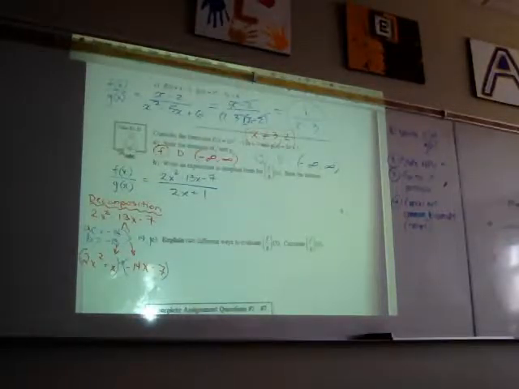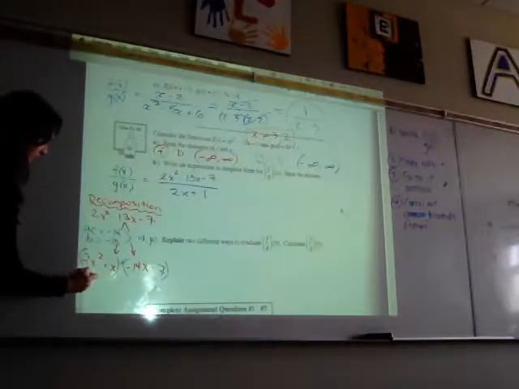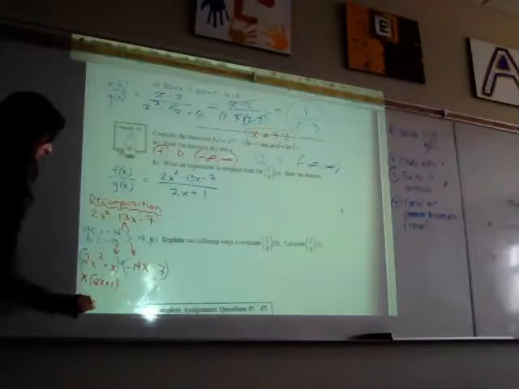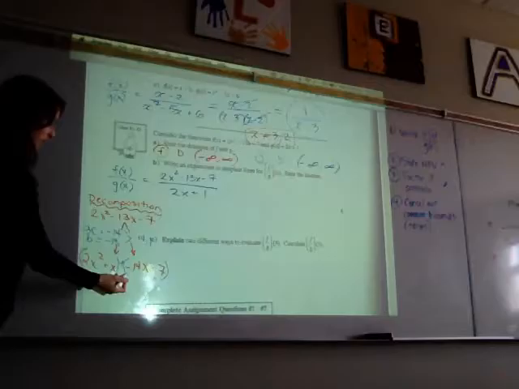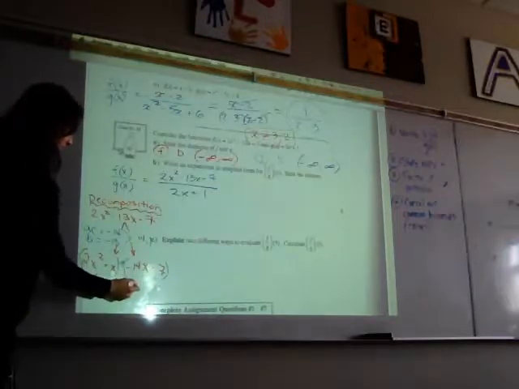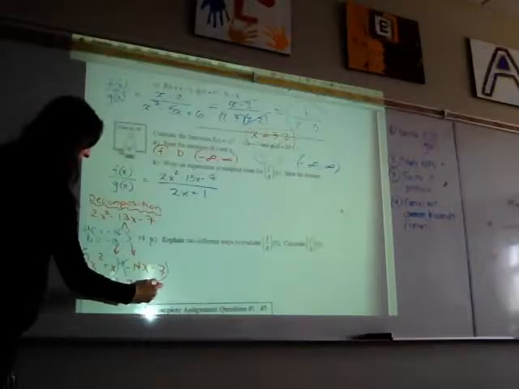Now we just have to factor out of each group. So out of 2x squared plus x, we have a common x. And we're left with 2x plus 1. In the second group, we have a common factor of negative 7. So if we factor that out, we're left with, again, 2x plus 1.